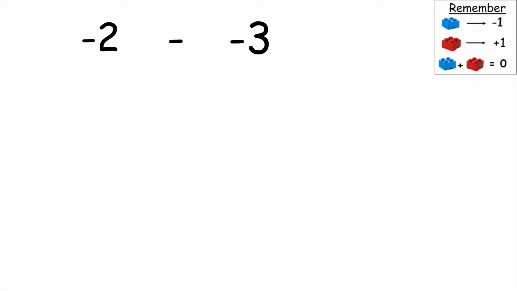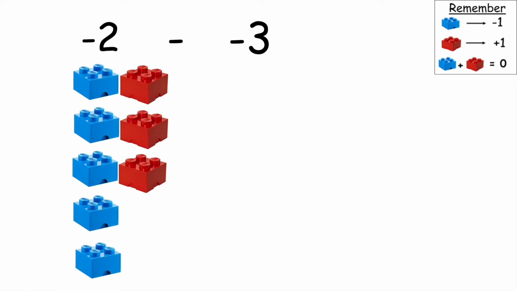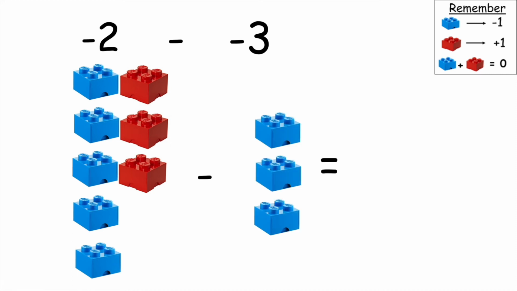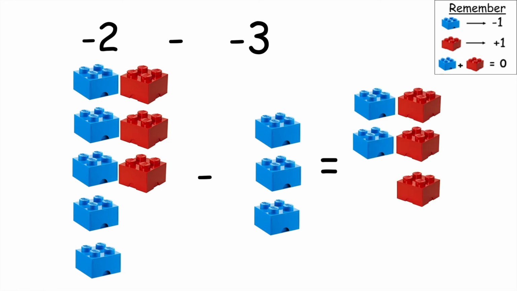If I start with -2, I've got 0, 0, 0 and 2 blue bricks, and I'm going to subtract 3 blue bricks. Think about what I'm going to be left with if I subtract these 3 from the diagram on the left. I'm left with the number 1. So again, I have subtracted a negative number from my starting point, and somehow my answer's gone up.